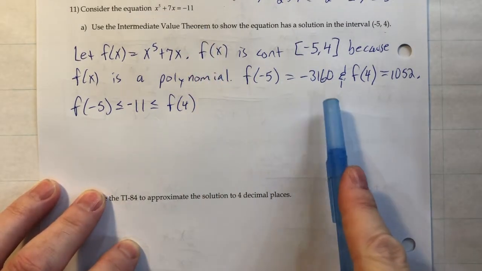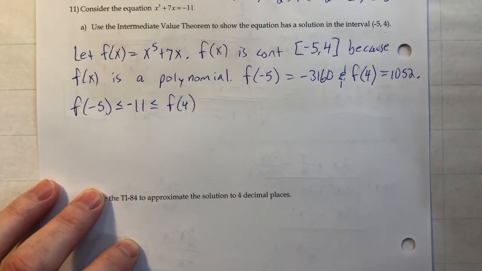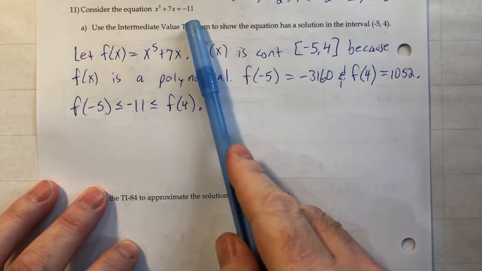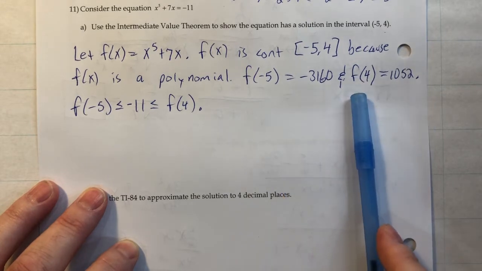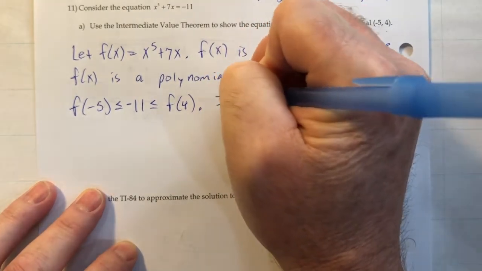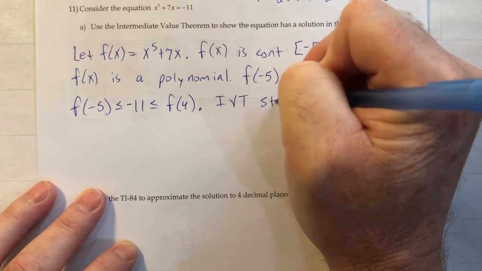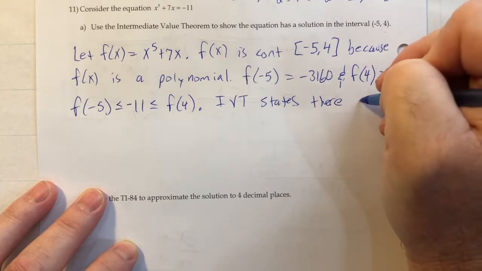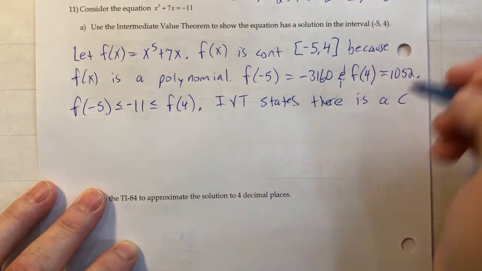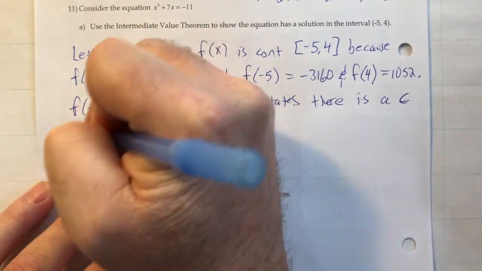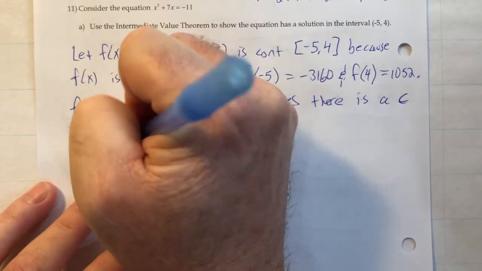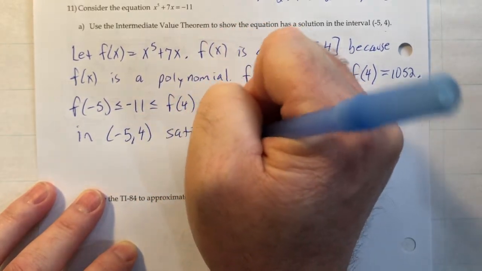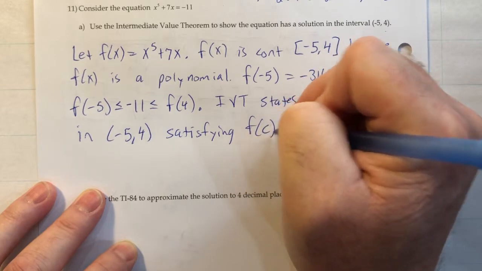So negative 11 is in between these two values, f of negative 5 and f of 4. So we have a continuous function from negative 5 to 4. Negative 11 is in between f of negative 5 and f of 4. So the intermediate value theorem, or IVT, states that there is a solution. Well, it actually says there is a c, a variable c, in the open interval from negative 5 to 4, satisfying f of c equals negative 11.